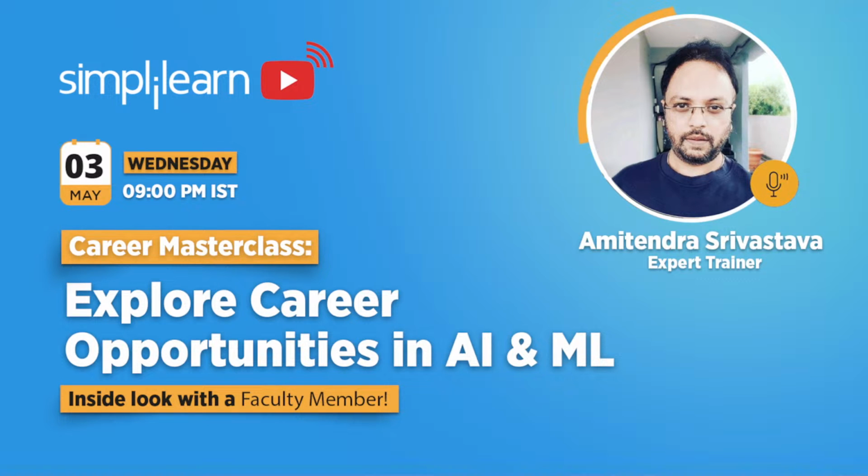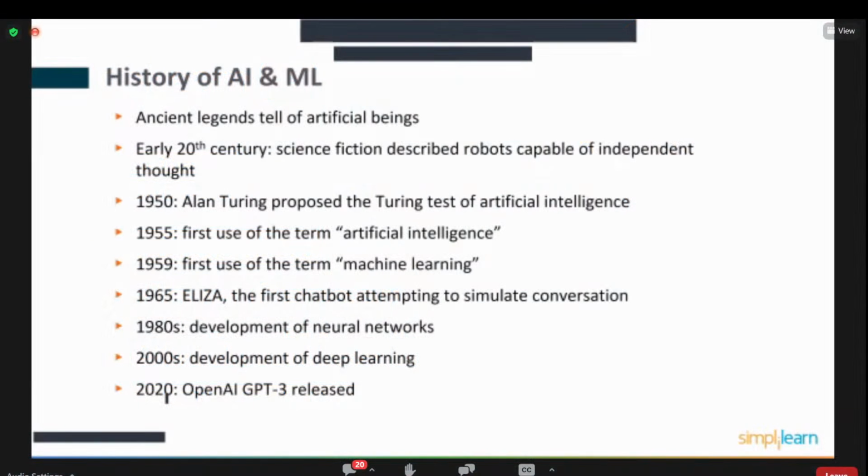So we talk about AI and ML, and I put together this kind of history of where the concept of thinking machines came from and how we've got to where we are today. So, Amitendra, let's go through this together. I'm going to start off with the first item, which is ancient legends that tell of artificial beings.